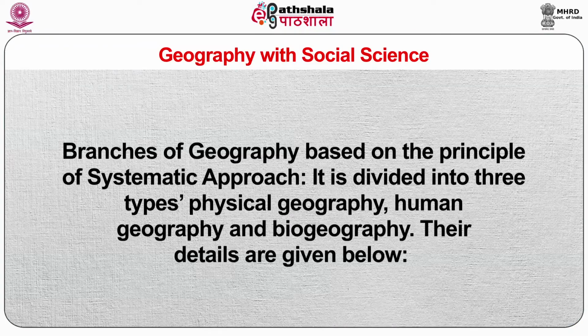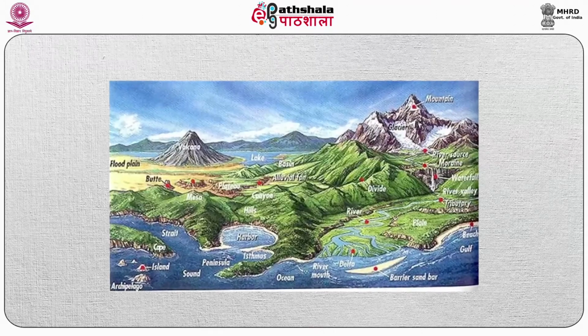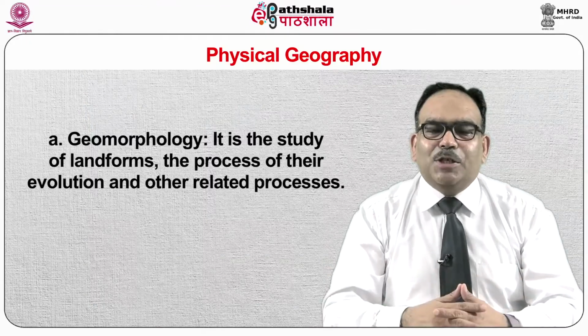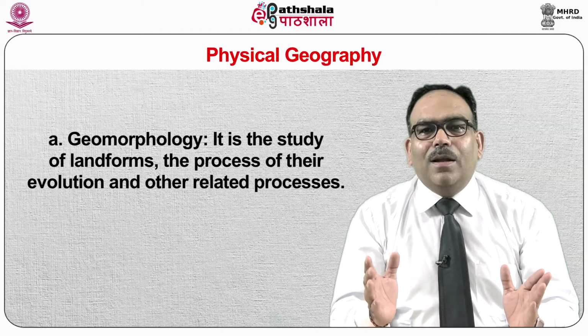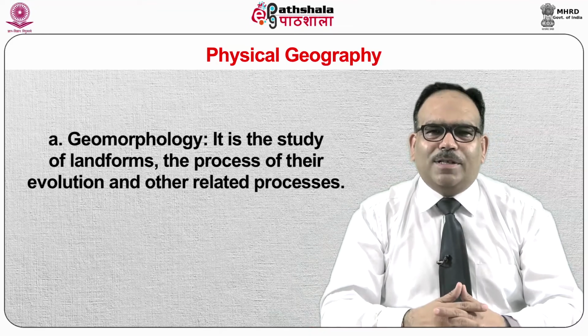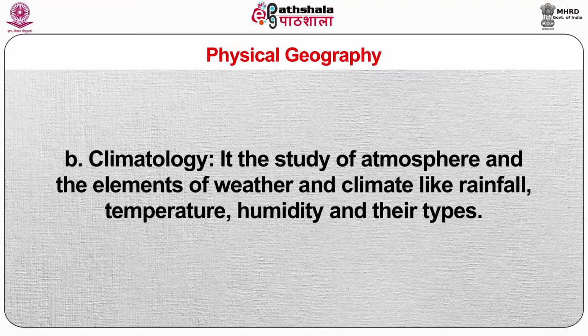Branches of geography based on the principle of systematic approach. It is divided into three types: physical geography, human geography and biogeography. Their details are discussed below. Physical geography. Geomorphology. It is the study of landforms, the process of their evolution and other related processes. Climatology. It is the study of atmosphere and the elements of weather and climate like rainfall, temperature, humidity and their types.